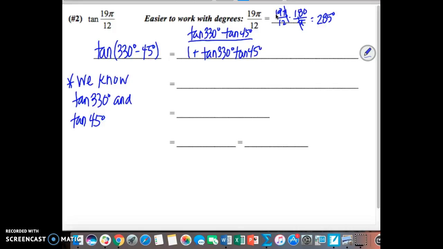So tangent of 330 degrees is equal to negative square root of 3 over 3. And tangent of 45 degrees we know is 1, so we have negative square root of 3 over 3 minus 1 in our numerator. And we're going to divide by 1 plus the tangent of 330 degrees, which is again negative square root of 3 over 3, and tangent of 45 degrees is 1, so times 1. So now we are going to multiply by the conjugate.